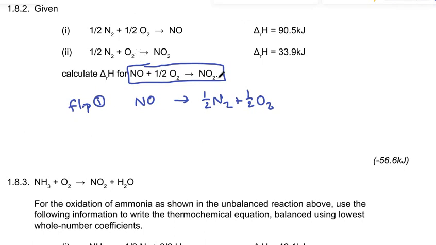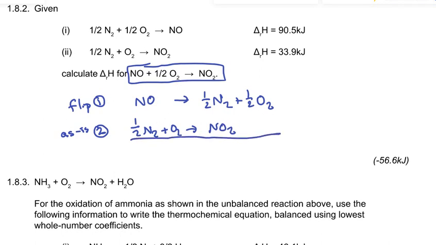Next species we need is NO2 on the right, and reaction 2 uniquely already has NO2 on the right, so we can take reaction 2 as is, no changes required. I can just copy that one. 1/2 N2 plus O2 produces NO2. So that's all the reactions, so we're kind of hoping that that was enough to do what we needed.